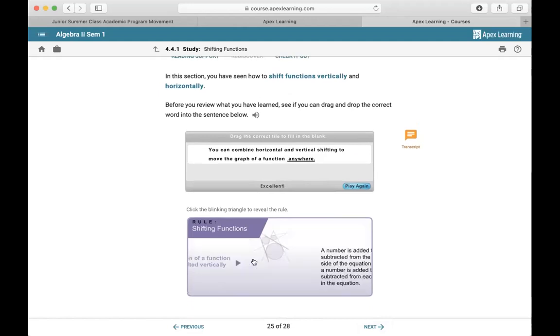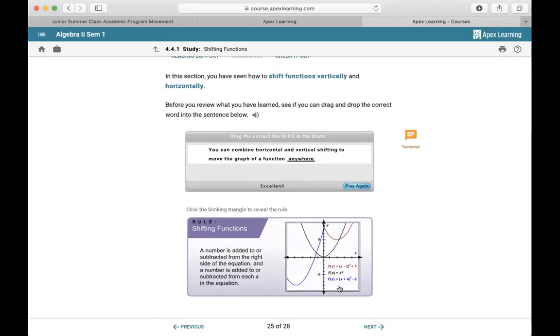How does it change a function? Again, if we're moving horizontally, we have to add it to the x directly. So if we're moving left and right, we add it to the x component directly. And then if we're moving up or down, we just add that on as a constant at the end.